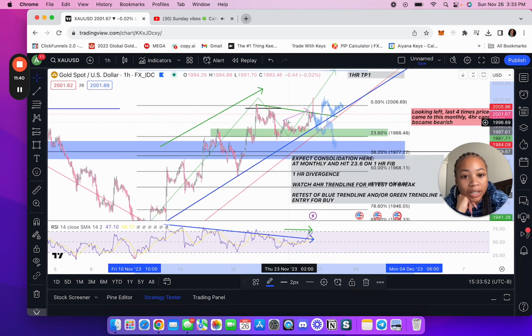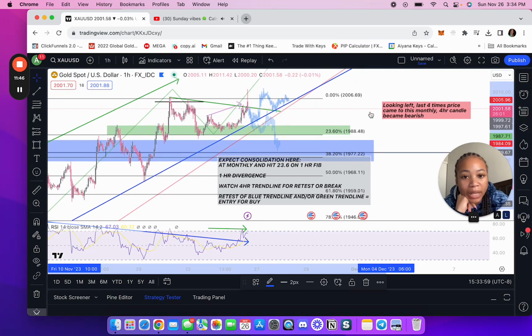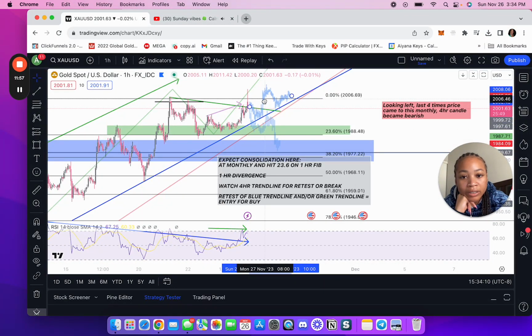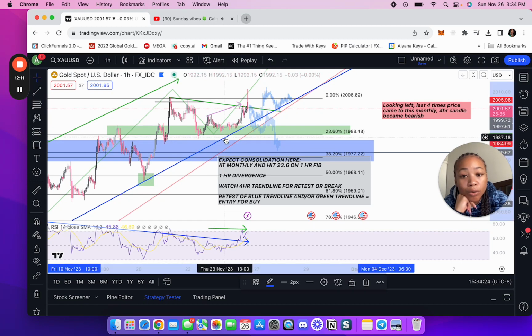What I want to see, the market just opened like 30 minutes ago, so that's why this little peak candle right here formed, because when I was marking up, that was not there. But I had noted retest of blue trend line and or green trend line equals entry for buy. So that's why I drew this right here, because I want to see if price was going to pull back to this blue trend line and retest just like it did right here before pushing up.